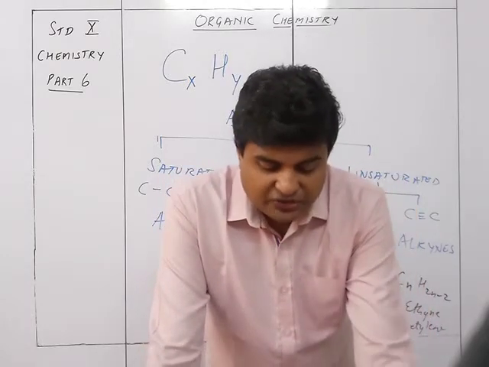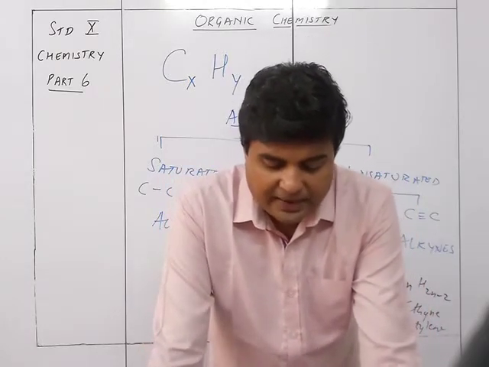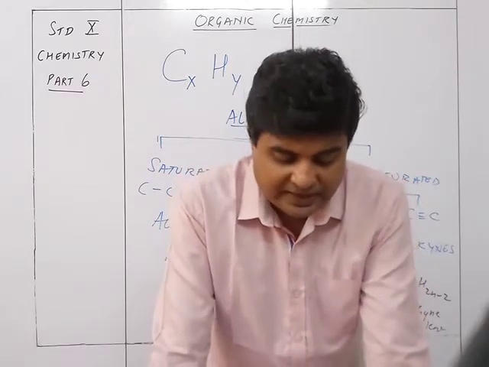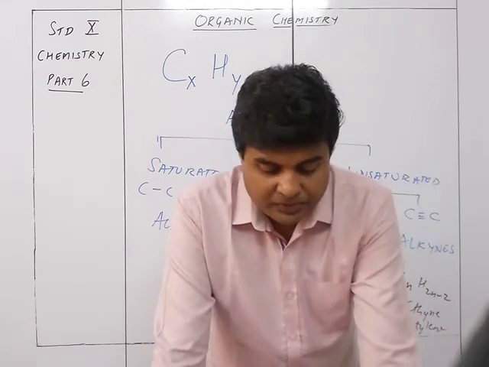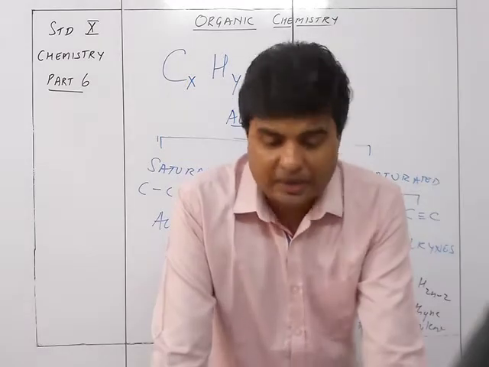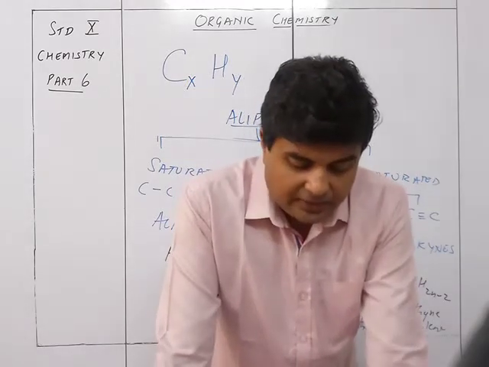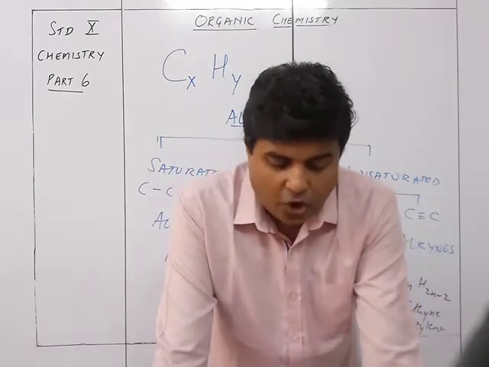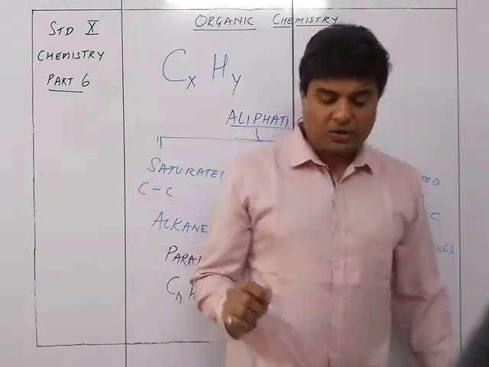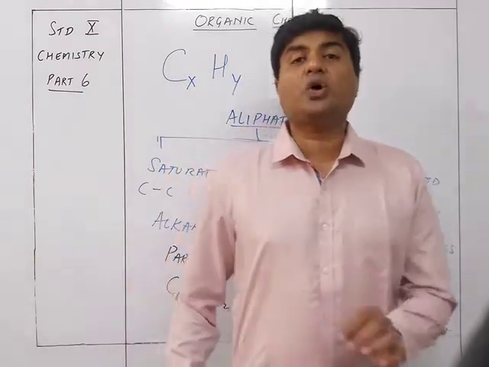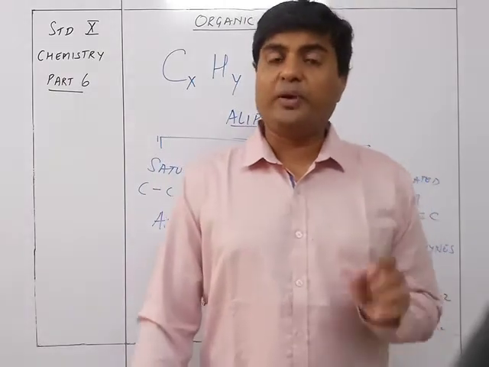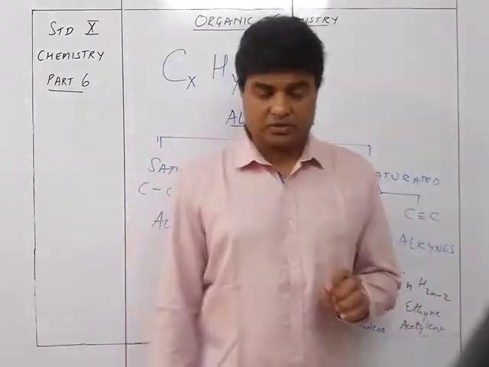Special structural feature wise, saturated compounds contain carbon atoms joined by a single covalent bond, whereas the unsaturated ones contain a double covalent bond or a triple covalent bond. In saturated compounds, all the valencies of each carbon are satisfied by hydrogen atoms forming single covalent bonds.